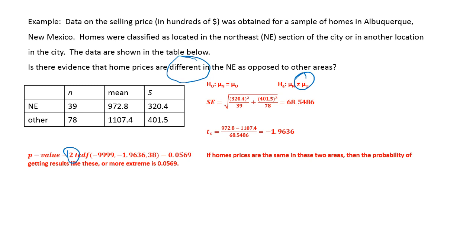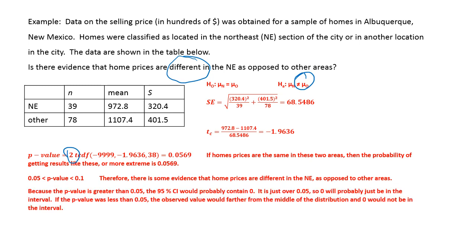So the interpretation of the p-value would be, if the home prices are the same for these two areas, this is the probability of getting the results we did, or even more extreme. So that p-value is between 0.05 and 0.1. That gives us some evidence that home prices are different in the Northeast as opposed to other areas. Not a huge amount of evidence, but there's some that something might be going on there.